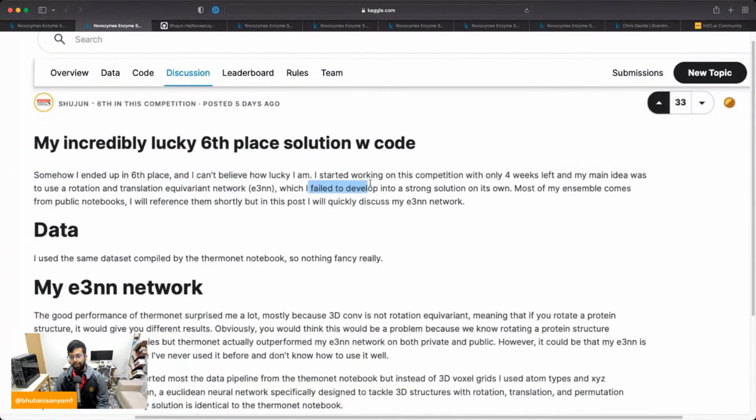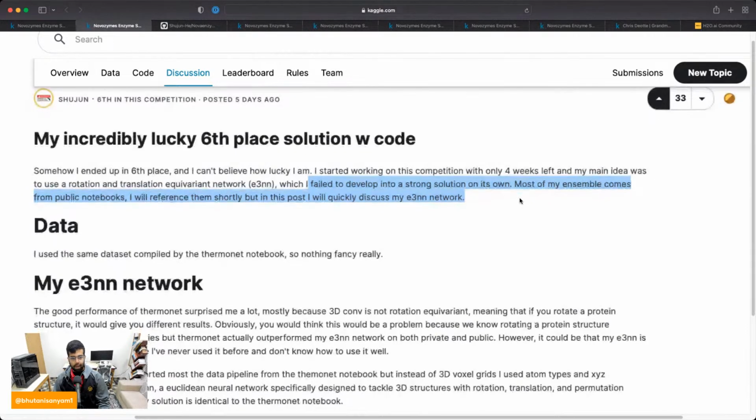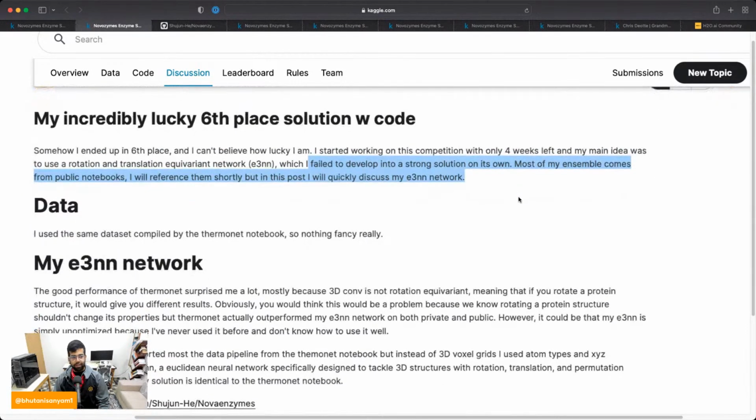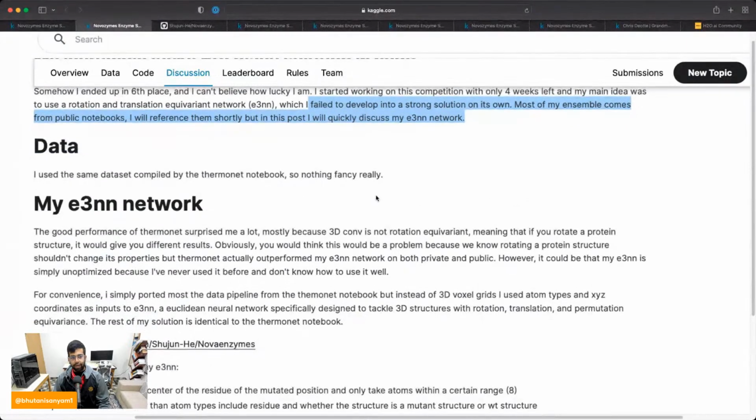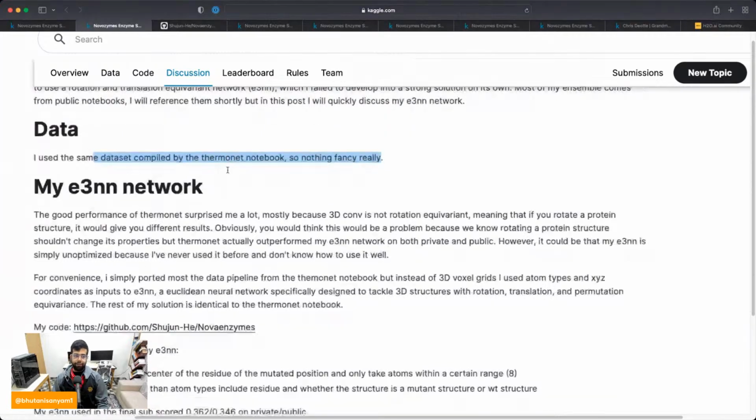He says he failed to develop a strong solution. So the ensemble comes from public notebooks. But first he discusses the E3NN. He used the same dataset compiled by the Thermonet notebook, nothing fancy. This was a public notebook shared in the competition. Different approaches were shared. Thermonet was one of them.